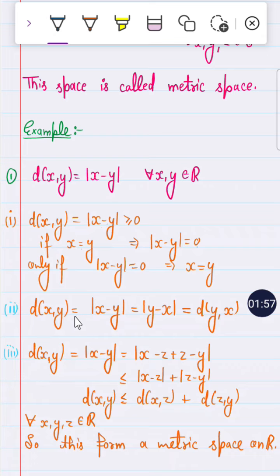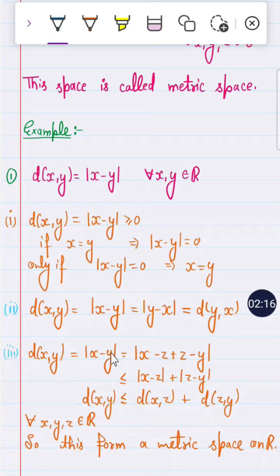Now the second property, symmetry. d of x comma y equals mod of x minus y. If you take mod of y minus x, there is no difference. So d of x comma y equals d of y comma x.